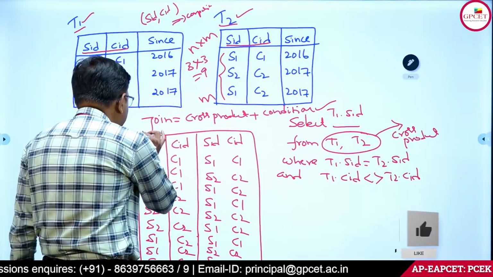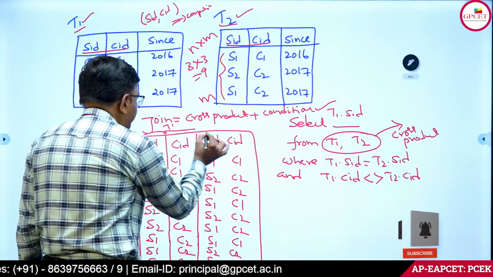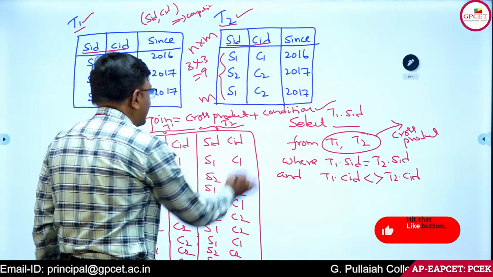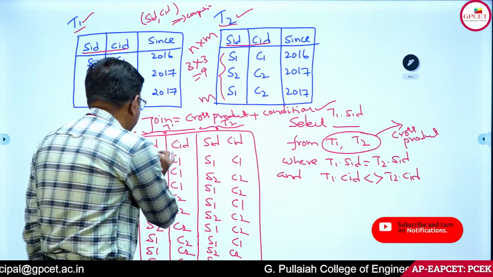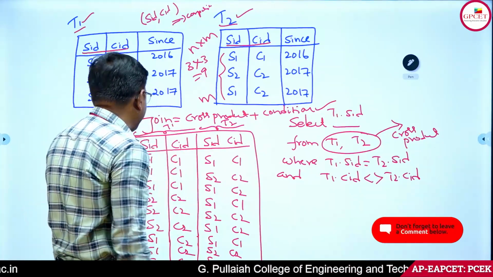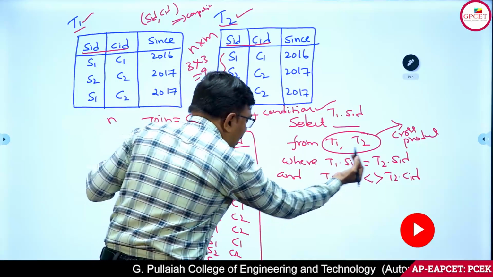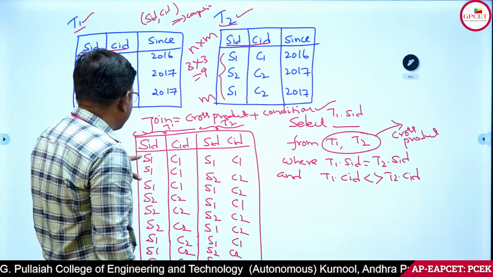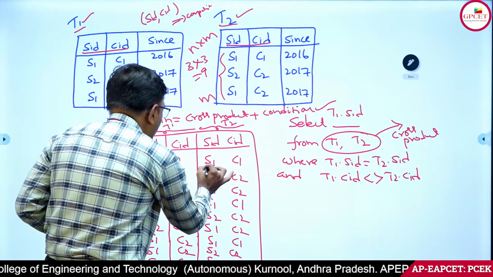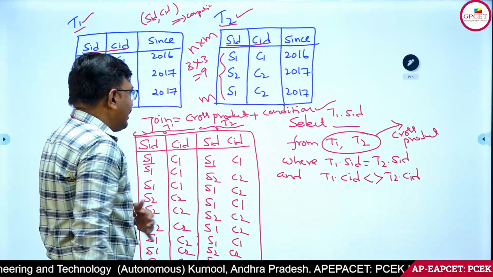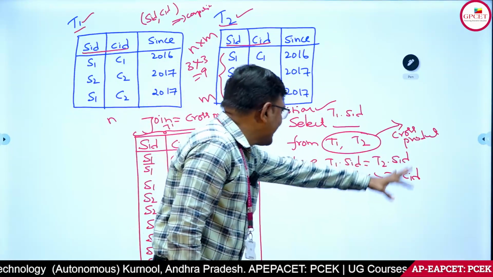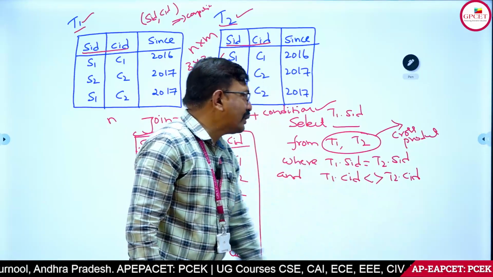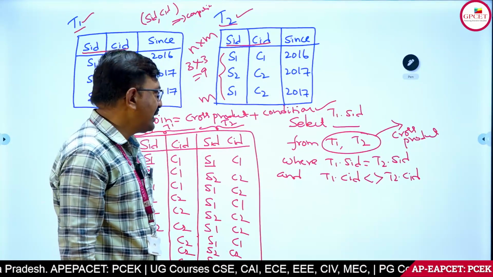What do we observe here? The first 2 columns are the table T1. The second 2 columns are table T2. Observe here, SID, CID and then SID, CID. And what is the condition here? Where T1.SID equal to T2.SID, so the two are the same, and T1.CID is not equal to T2.CID. Observe the condition here.